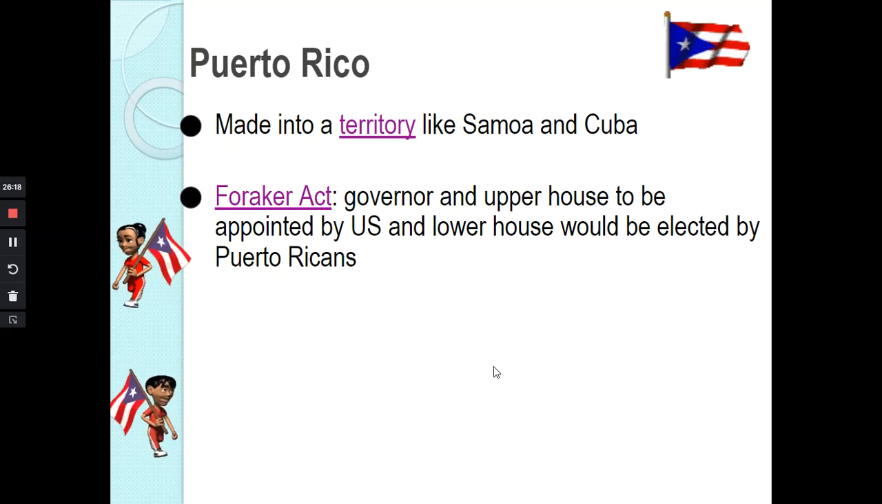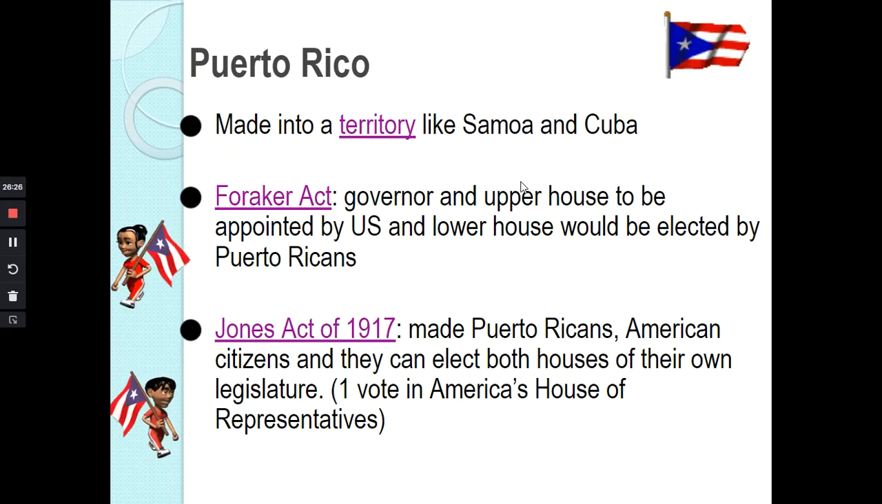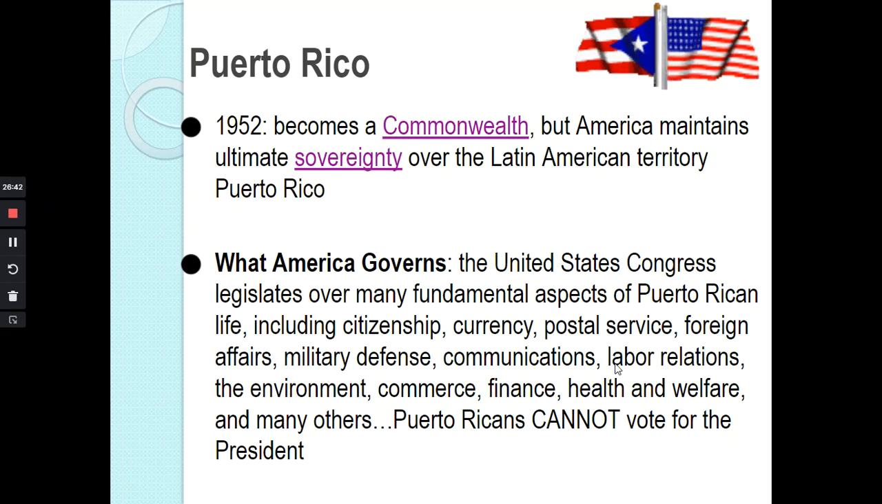Well, as you can imagine, that didn't set too well with many of the native people of Puerto Rico. And so in 1917, the Jones Act is passed that made Puerto Ricans American citizens, and they could elect both houses of legislature on their own, and plus they got one vote in the House of Representatives in Washington, D.C. In 1952, Puerto Rico becomes a commonwealth, but it does stay a part of the United States. Still to this day, the United States has sovereignty over Puerto Rico.